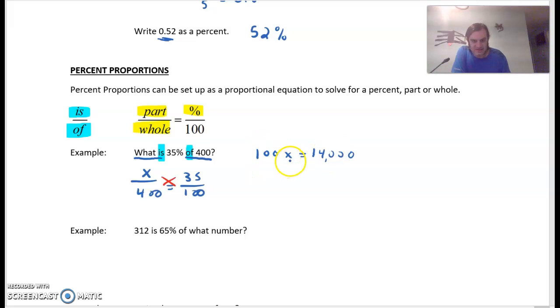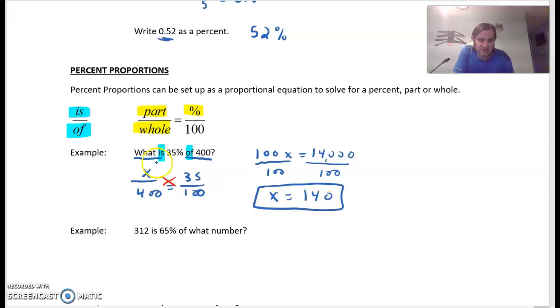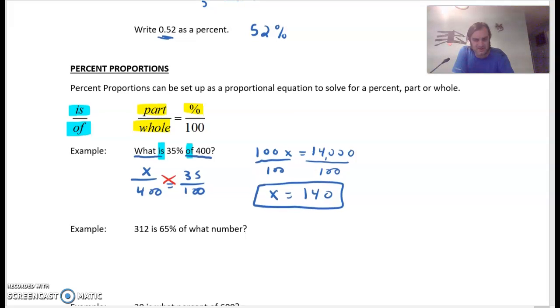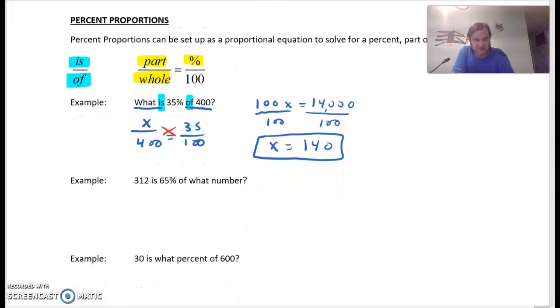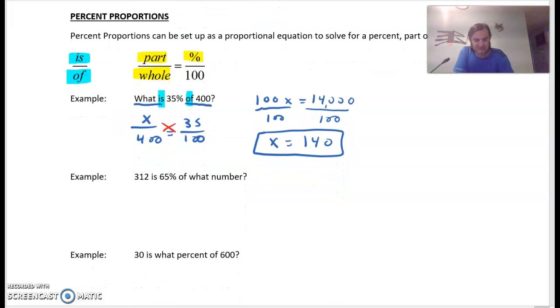So if I divide by the 100, which is pretty easy, we're just moving something over, looks like I get 140. So basically what that tells us is 140 is 35% of 400. Okay, so make sure you understand how I set up that proportion: the part over the whole, and I use the words there as keys to determine what the part is and what the whole is.